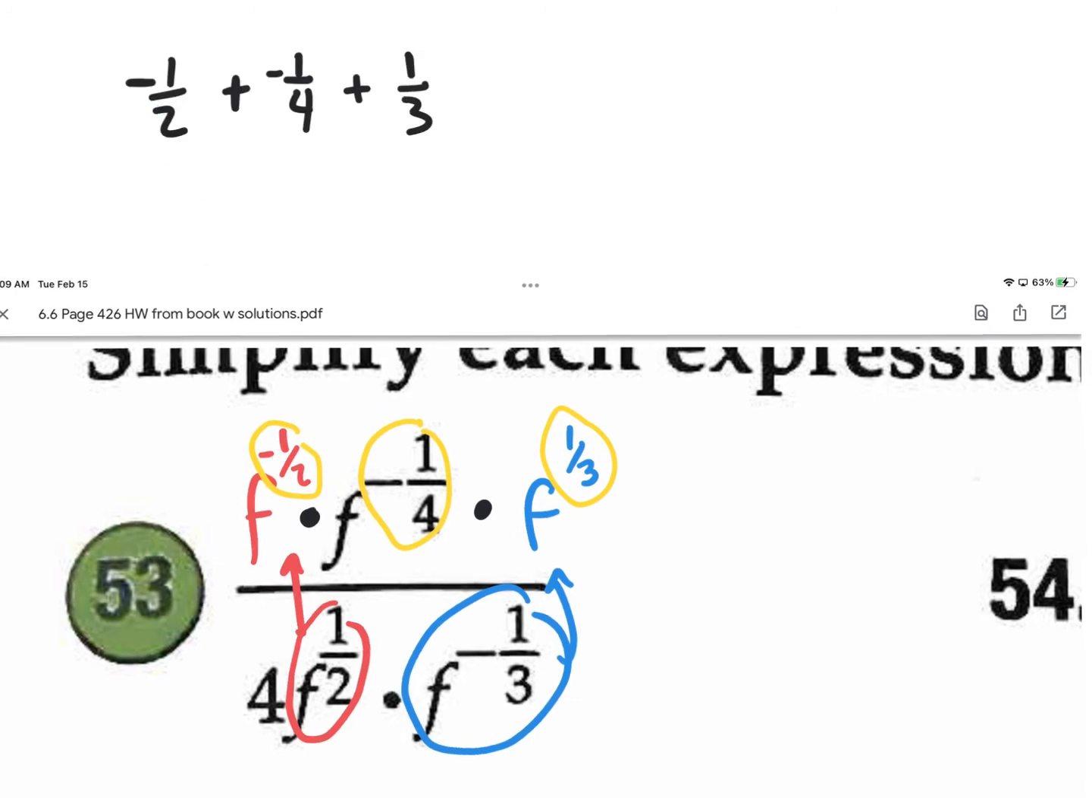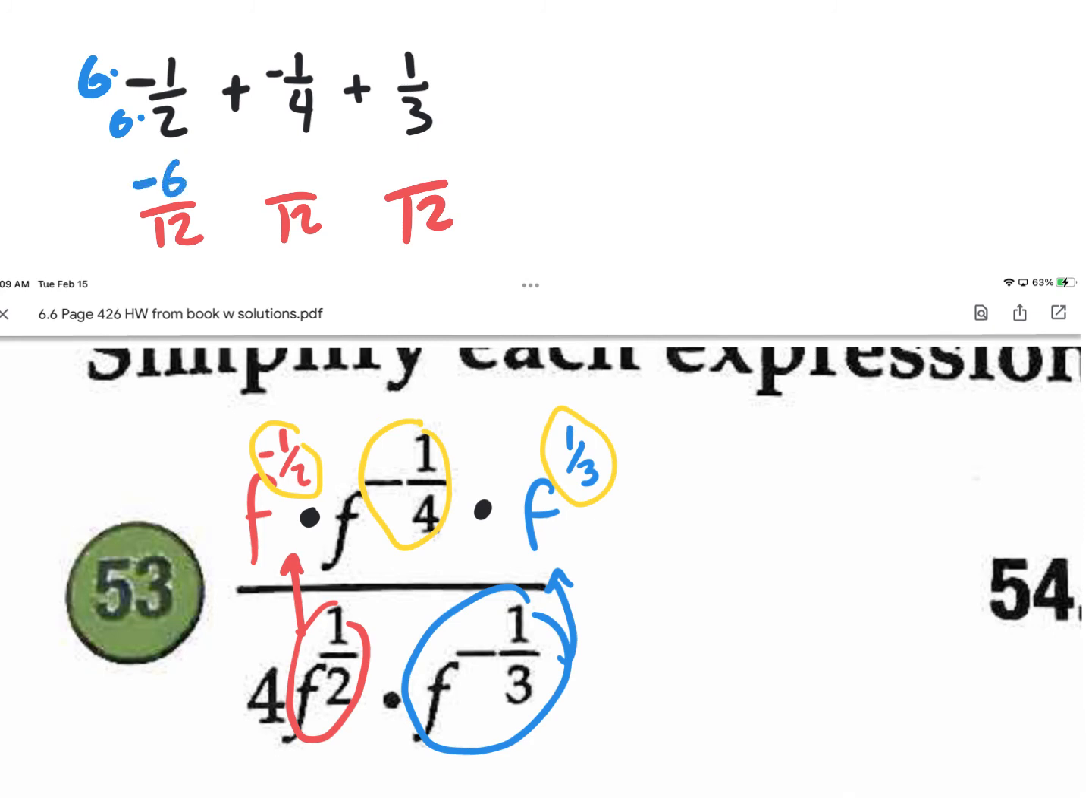So we have the negative 1/2, the negative 1/4, and the 1/3, and we're adding all of them together. We need a common denominator. What's that common denominator going to be? 12, that's right. So let's put a 12 right here, a 12 right there, a 12 right there. How do I change 2 to become 12? I multiply by 6, so I multiply by 6.